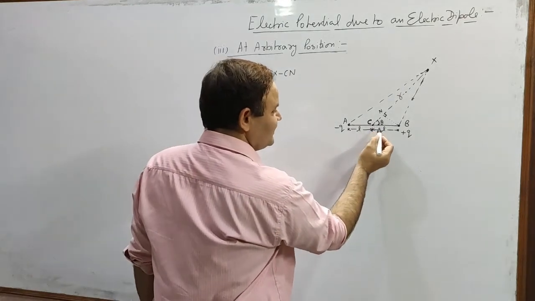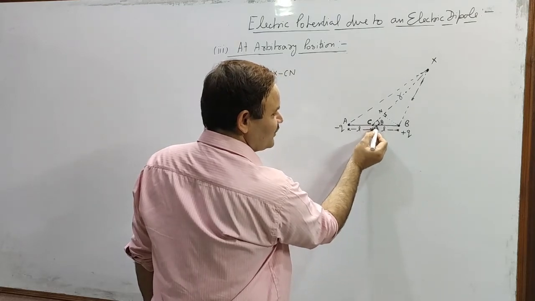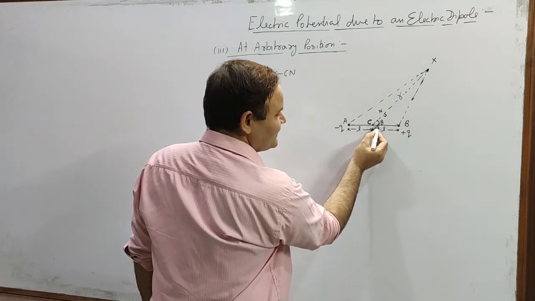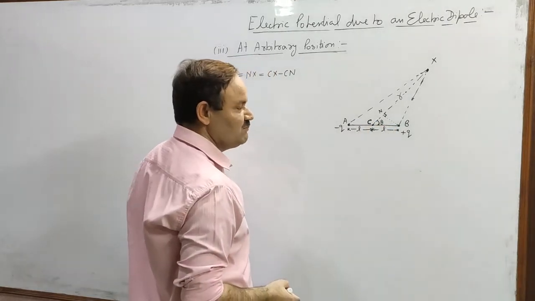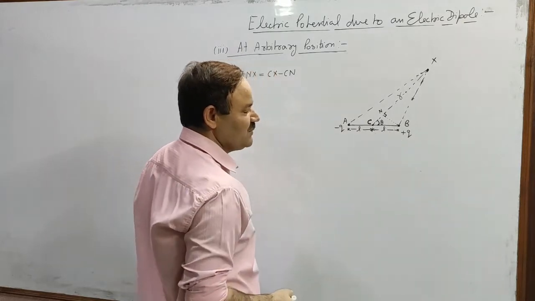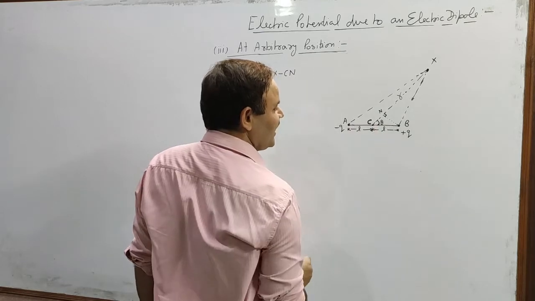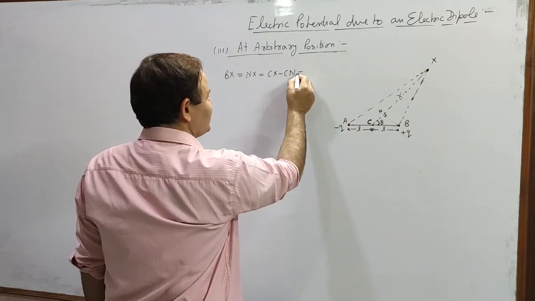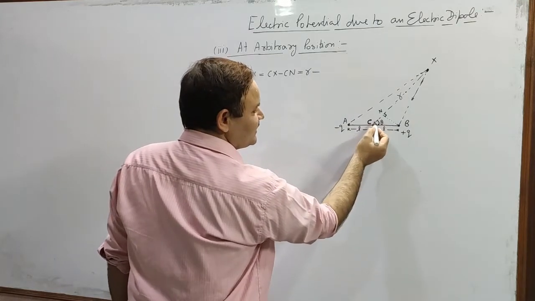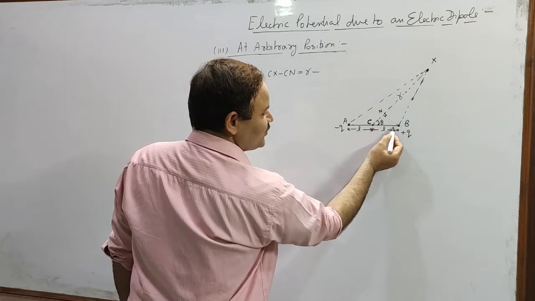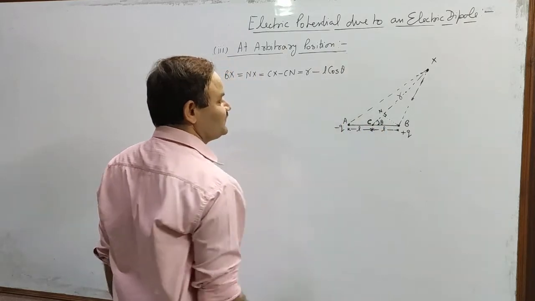Now CN can be obtained using trigonometry, and according to trigonometry, for angle theta, BN will be perpendicular, CN will be base, and BC will be hypotenuse. So cos theta is equal to base upon hypotenuse, that is CN, that is r minus CN, that is, base is equal to hypotenuse into cos theta, meaning l cos theta.